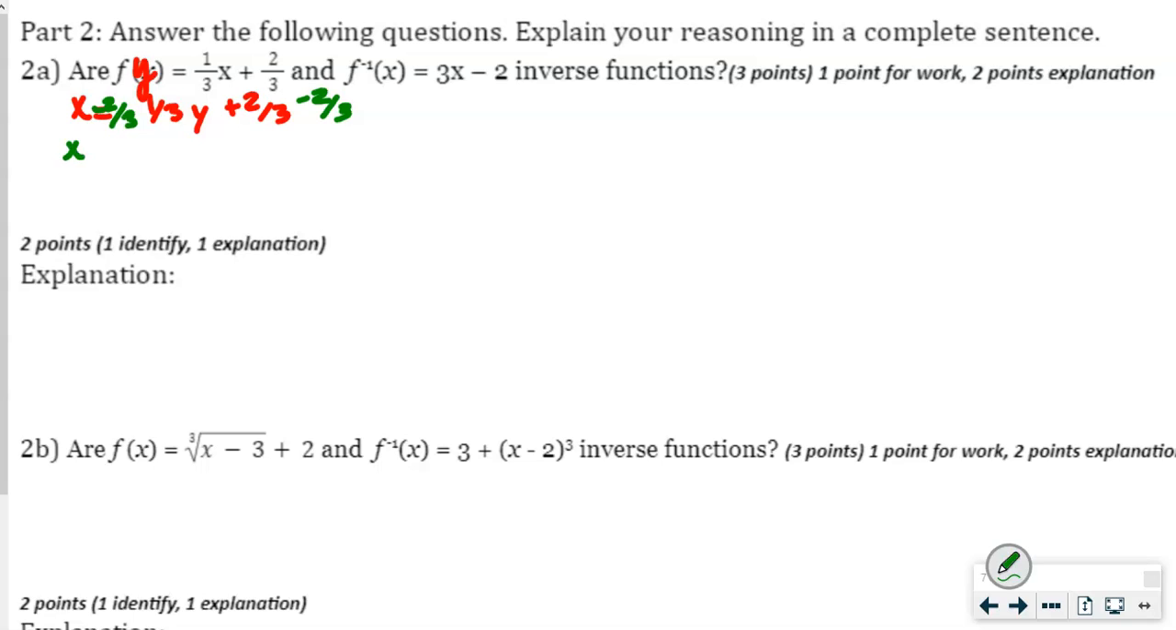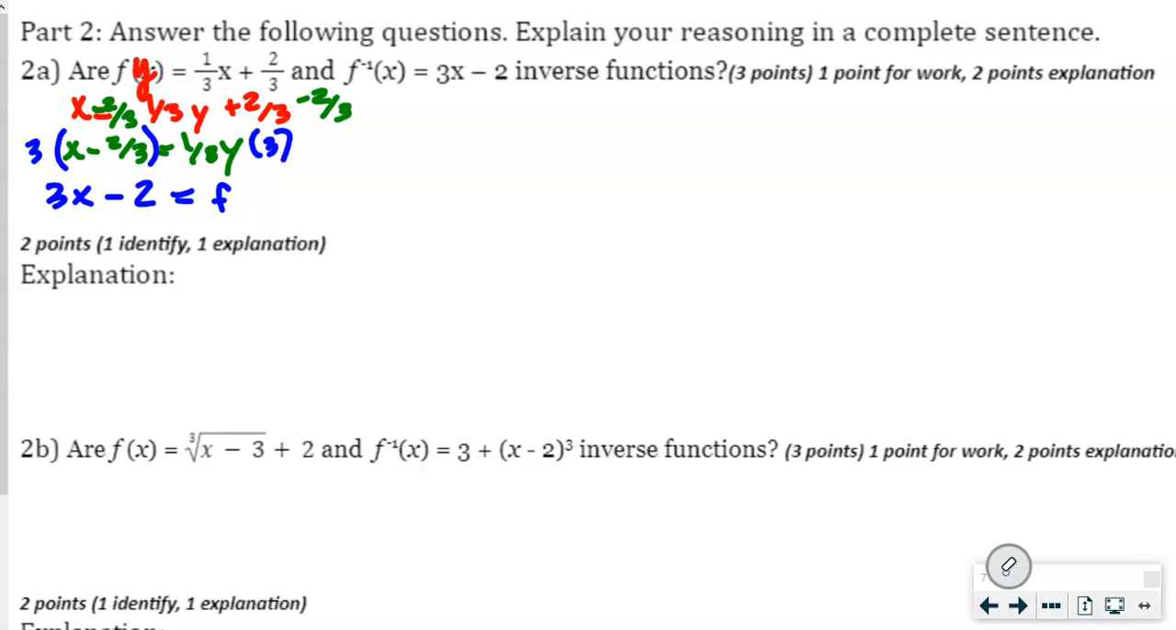So that's going to give us x minus 2/3 equals 1/3 y. Now to get rid of that 1/3, we have to multiply by its reciprocal. That's 3. So we're going to multiply both sides by 3. So that's going to give us 3x minus 2 equals, again, that's going to be our inverse right there.